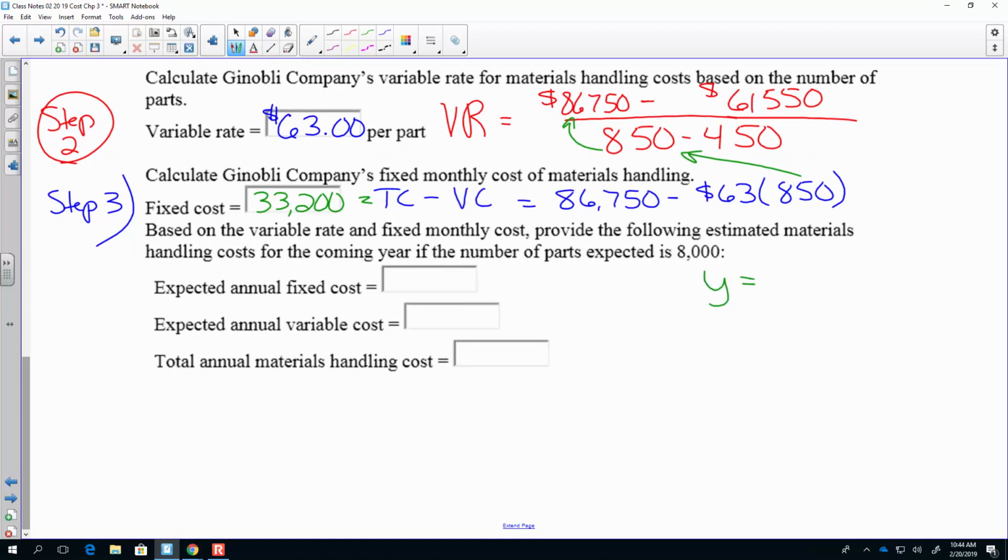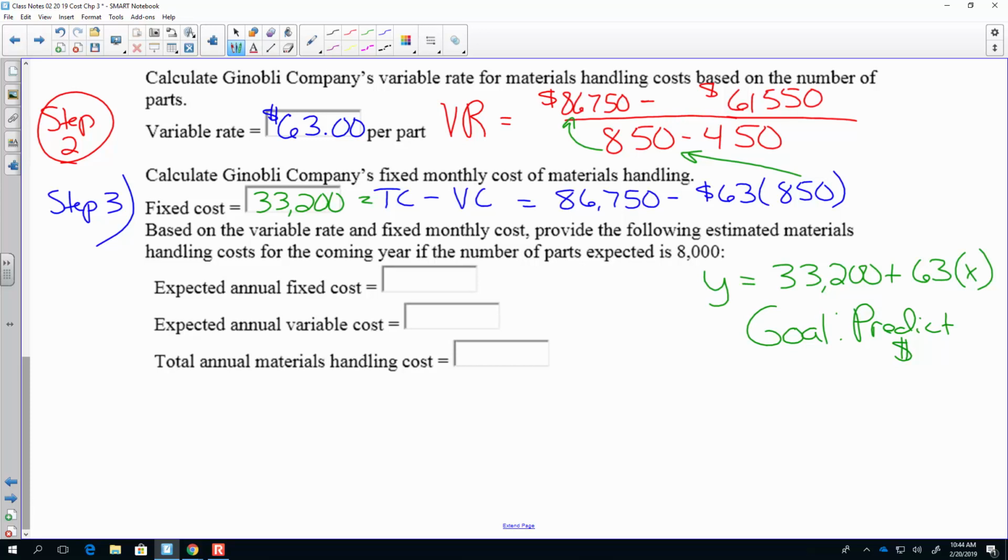Y equals 33,200 plus 63 times X. You may have to develop your cost formula, right? So this is why we use the high-low method, to do this cost formula. And the goal here, we always have to have a goal in cost, is to predict our dollars, right? That's the goal here.